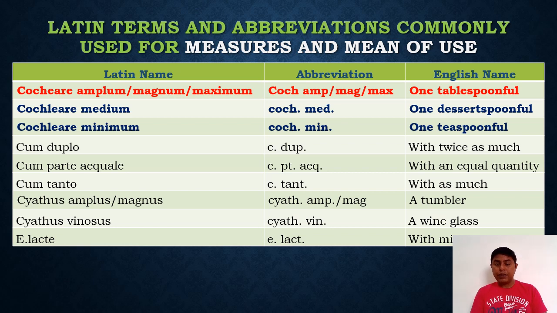Cum tanto, with as much. Cyathus amplus or magnus are nothing but a tumbler full. Cyathus vinosus, a wine glass full, and e lacte, with milk, can be given. So out of these, the colored terms are most commonly used because during prescribing we always write 1 tablespoon, 1 teaspoon, 1 dessert spoonful to be taken of the drug.